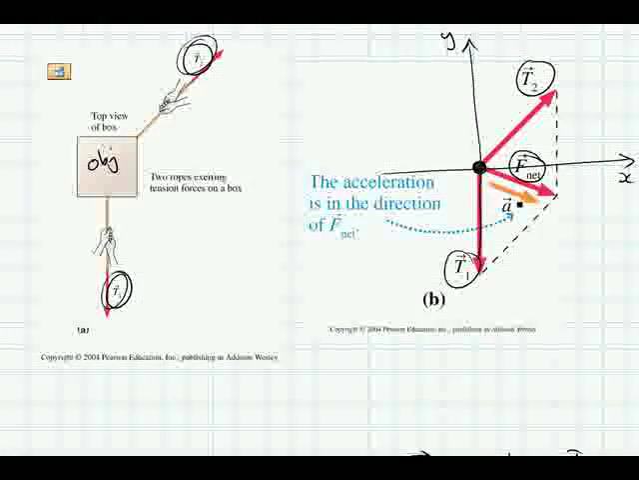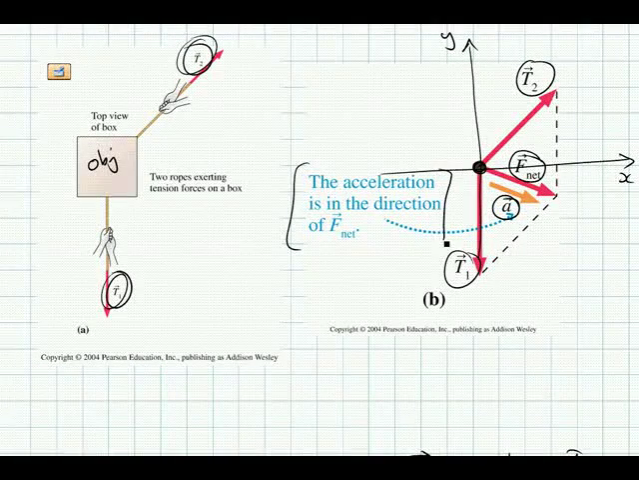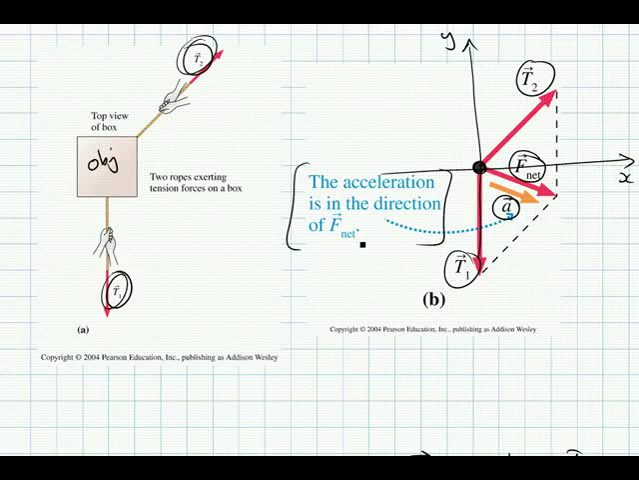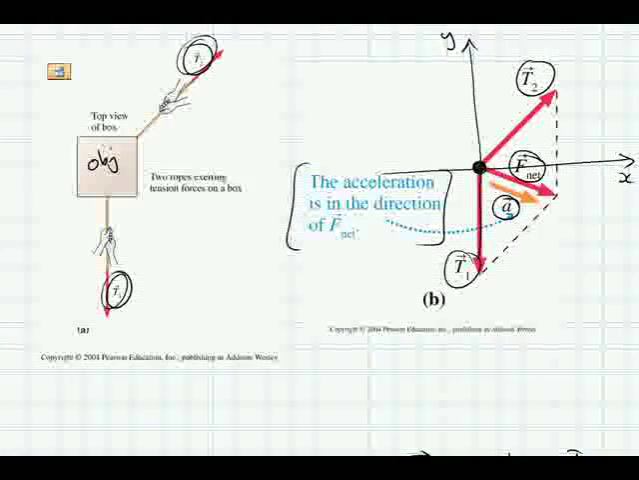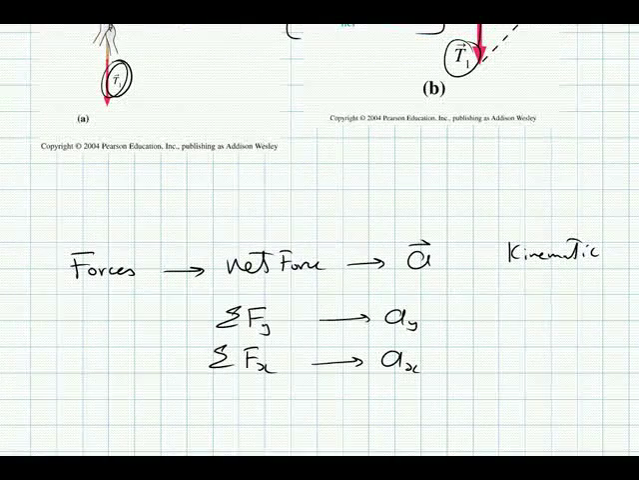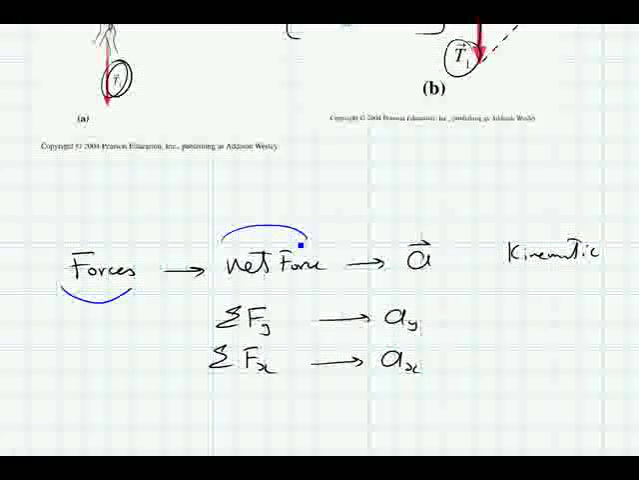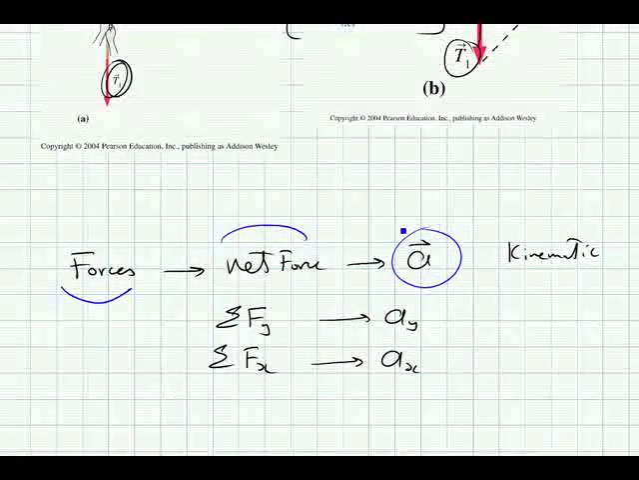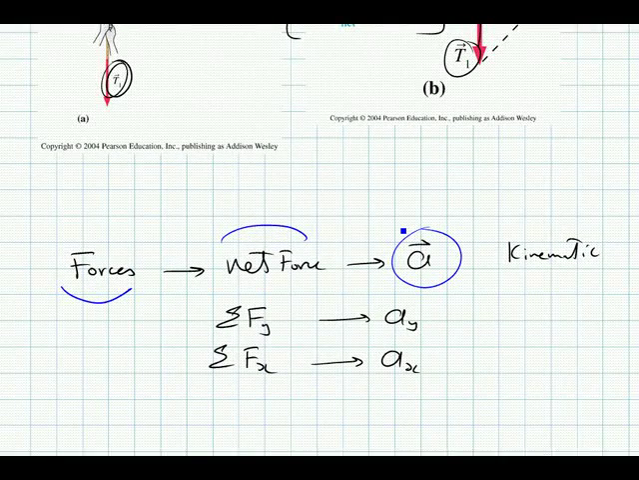And once you figure out Fnet, then the acceleration vector will point in the same direction as Fnet. Acceleration vector and Fnet have the same direction. So that's the process that we are going to follow for the remainder of this course. Identify your forces, calculate net force, and then that will give you your acceleration. I just showed you how to figure out the direction, but the magnitude of acceleration you can also figure out.